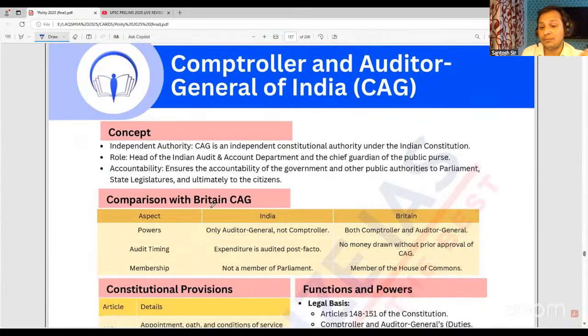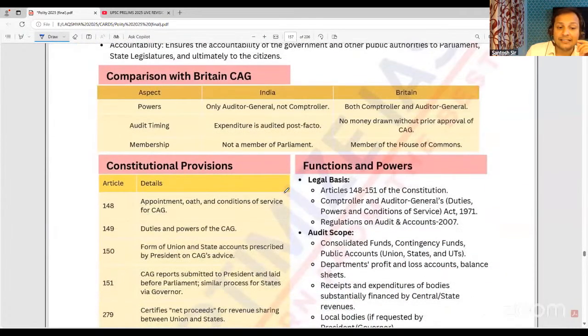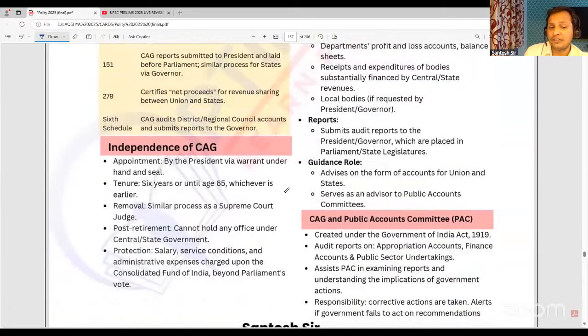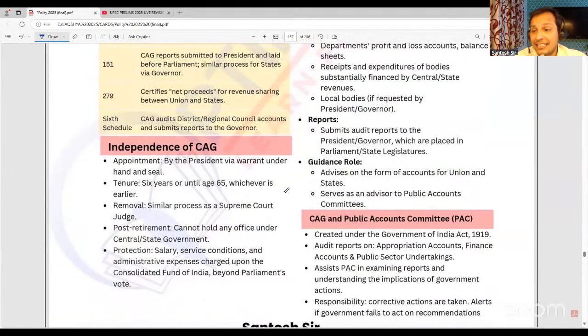CAG is also a very important body, a constitutional body. Whenever CAG comes up, remember that there is no committee system for CAG. CAG is directly appointed by the president, on the recommendation of the government. The government recommends the name to the president and the president appoints. So there is no committee.